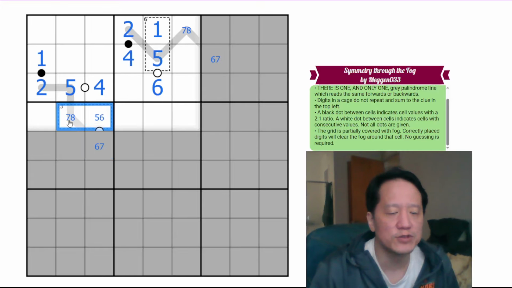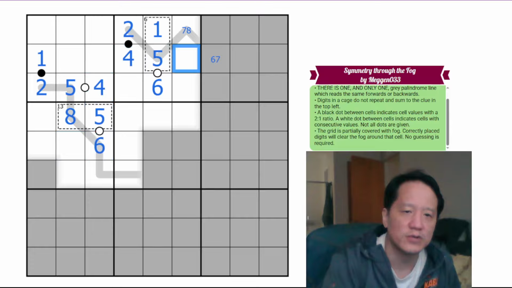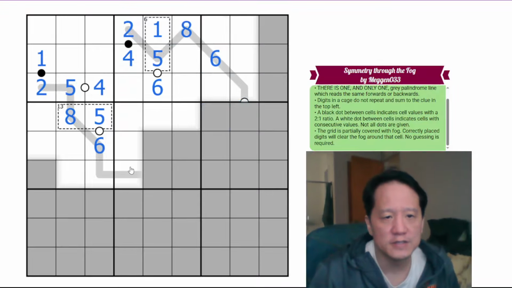Well, to add up to 13, you can no longer have 6 and 7 because that would eliminate all possibilities for that cell there. So this must be 5 and 8. And therefore, this is 6 to be consecutive with 5. So this is 6. So we have 8 here. This is 6. And then these digits must be the same. And these digits must be the same.